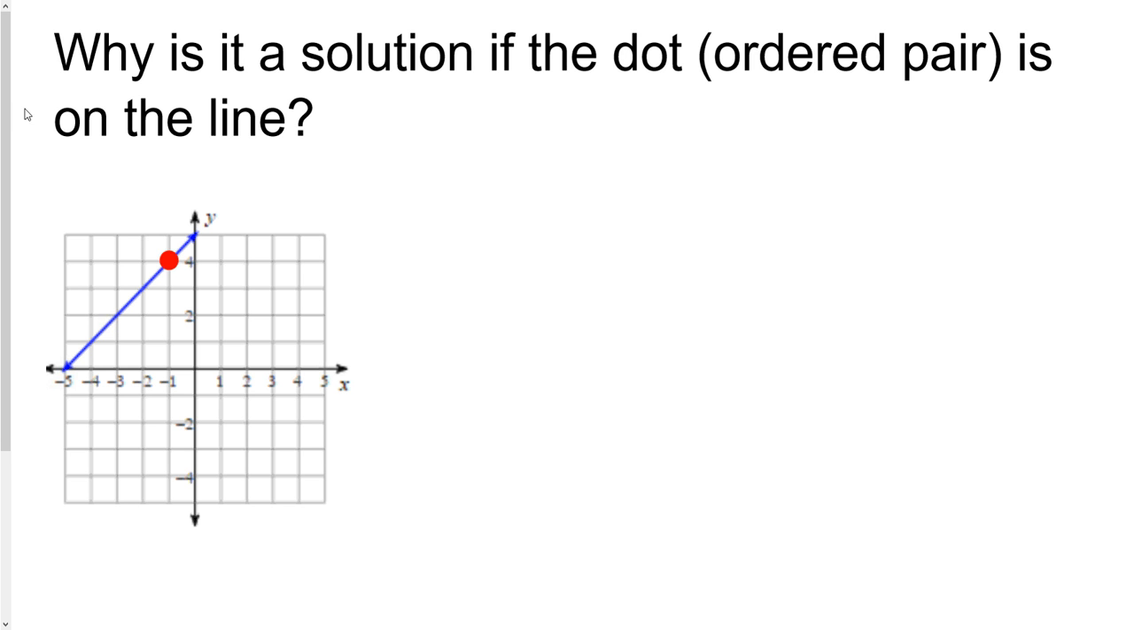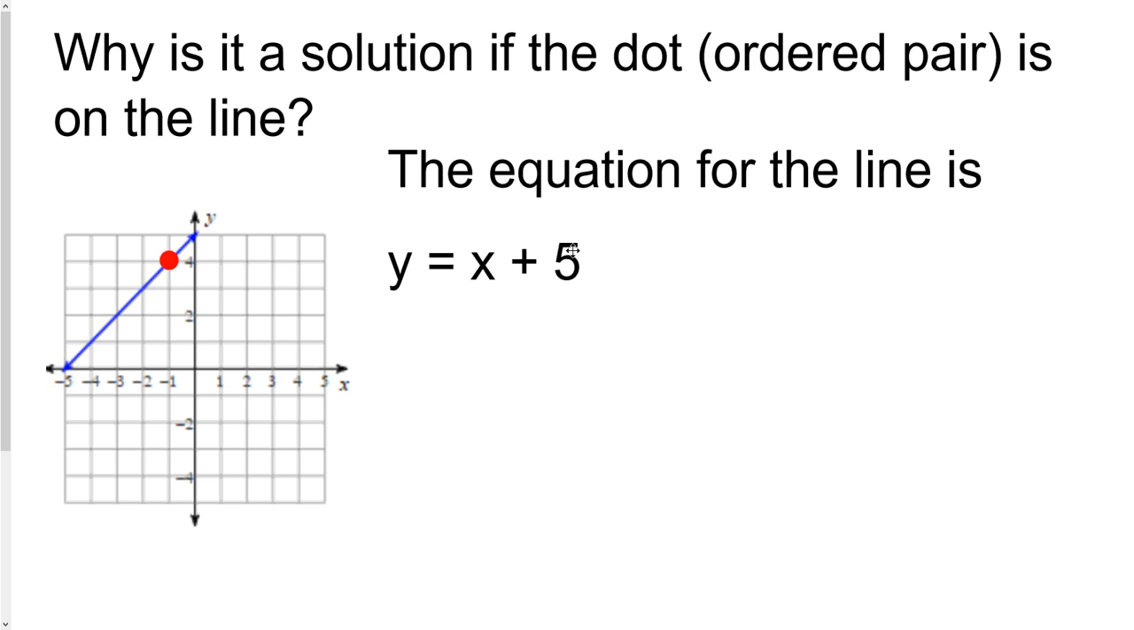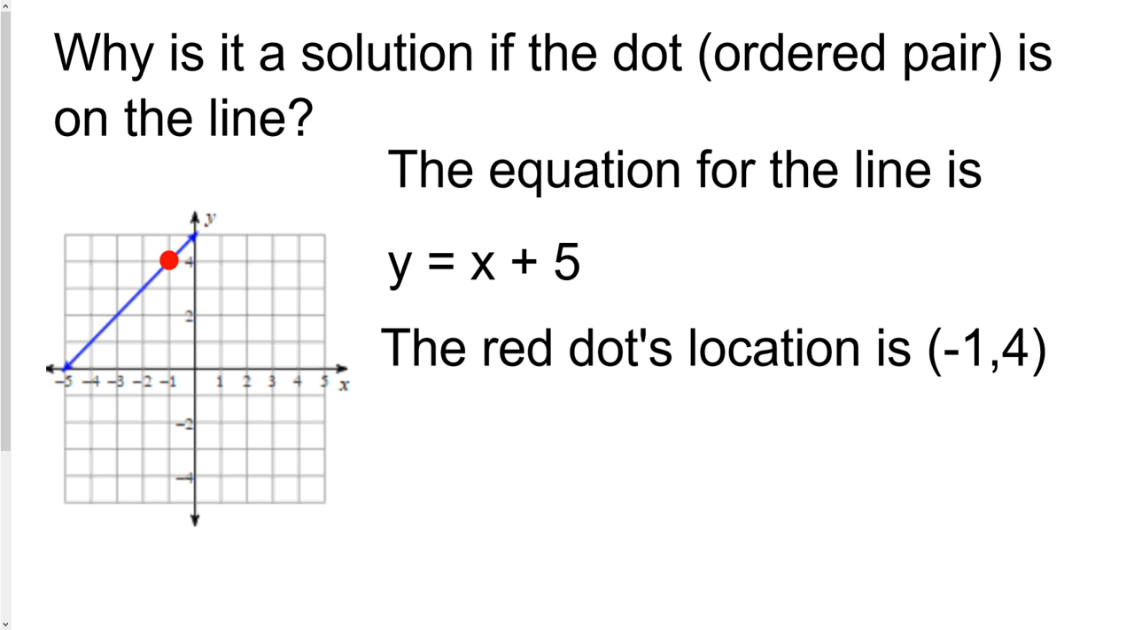This same line right here is represented by the equation y equals x plus 5. If I asked you to graph this equation, you would be graphing this blue line because the y-intercept is positive 5 and the slope is plus 1. So we go up 1 and over, up 1 and over. Okay? So, the red dot's location is found at negative 1, 4.